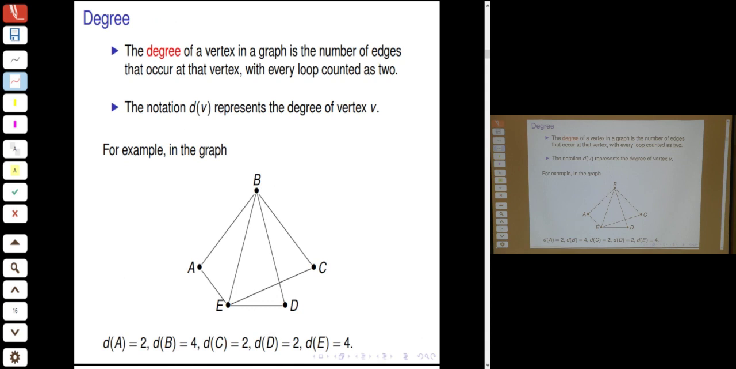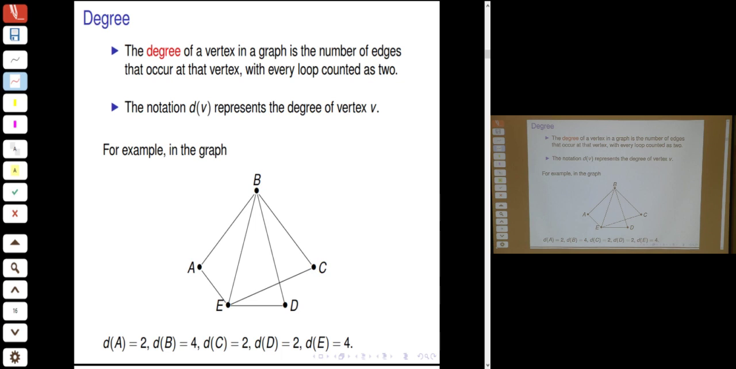So here is another concept. This is the notion of the degree of a graph. The degree of a vertex in a graph is the number of edges that occur at that vertex. Okay? And if you are considering not a simple graph, then you might have loops. So you count every loop as 2, once for exiting and once for entering. But if you find this complicated, then you can just focus on simple graphs. So that's what we will mostly be concerned about in this module.